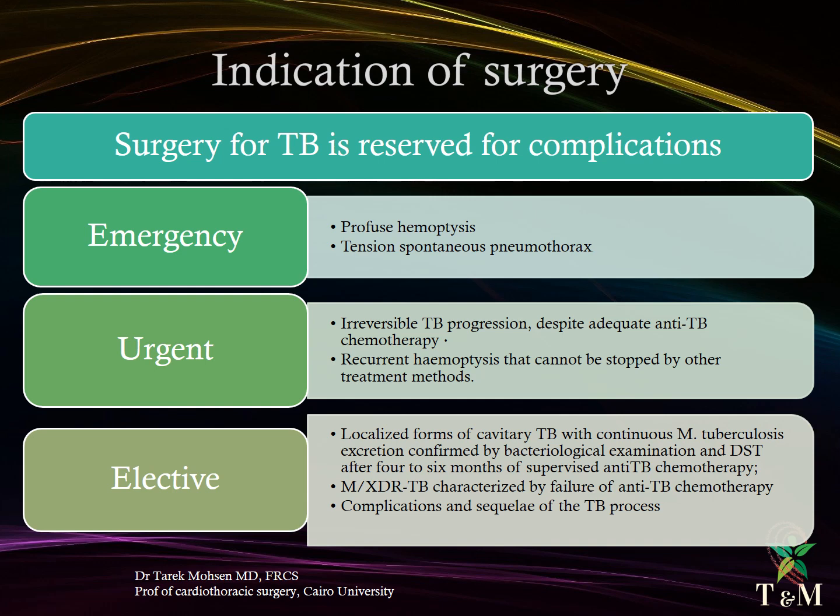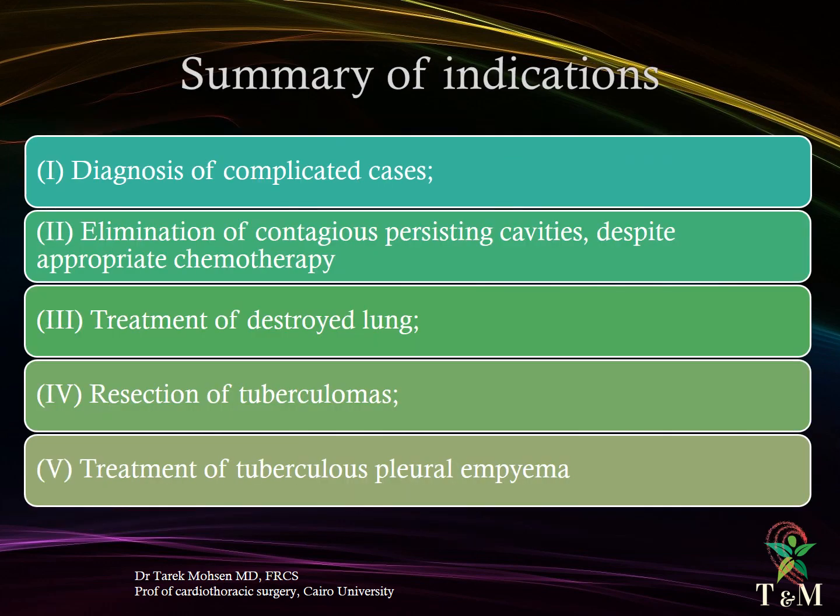Elective cases are seen in localized forms of cavitary TB with continuous Mycobacterium tuberculosis excretion, confirmed by bacteriological examination after 4 to 6 months of supervised anti-tuberculous chemotherapy, in MDR and XDR TB characterized by failure of chemotherapy, or with complications and sequelae of the TB process itself. Indications for surgery can be summarized as diagnosis of complicated cases, elimination of contagious persistent cavities despite appropriate chemotherapy, treatment of destroyed lung, resection of tuberculomas, or treatment of TB pleural empyema.